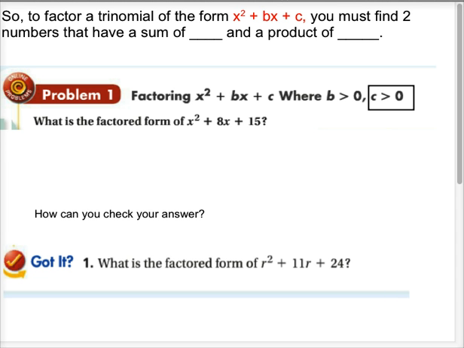So again, to recap for this next page, to factor a trinomial in the form of x squared plus bx plus c, you must find two numbers that have a sum of b. They have to add to that x term and a product of c. They have to multiply to your constant term.